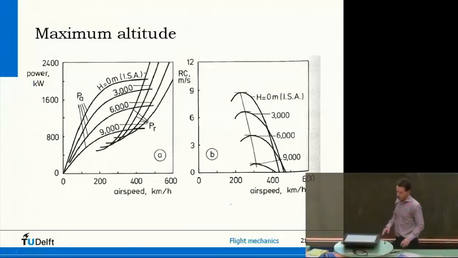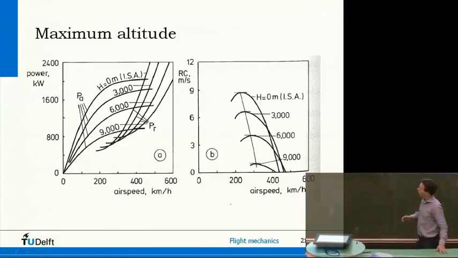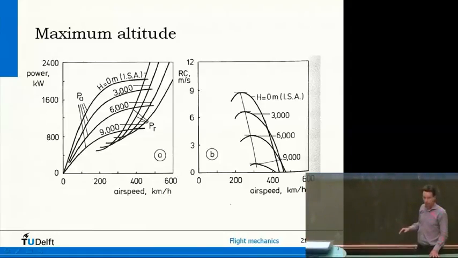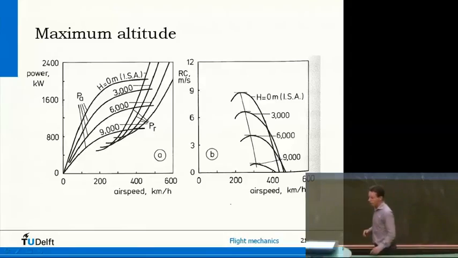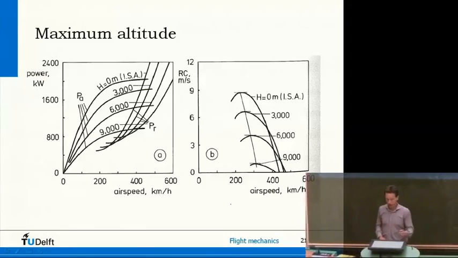Now, this is again for the actual aircraft, the performance diagram, and based on that diagram you can draw curves with rate of climb. So over here you can read how fast you can climb. So at sea level you could climb 9 meters per second, whereas at 9,000 meters you could actually climb maybe only at 1 meter per second.